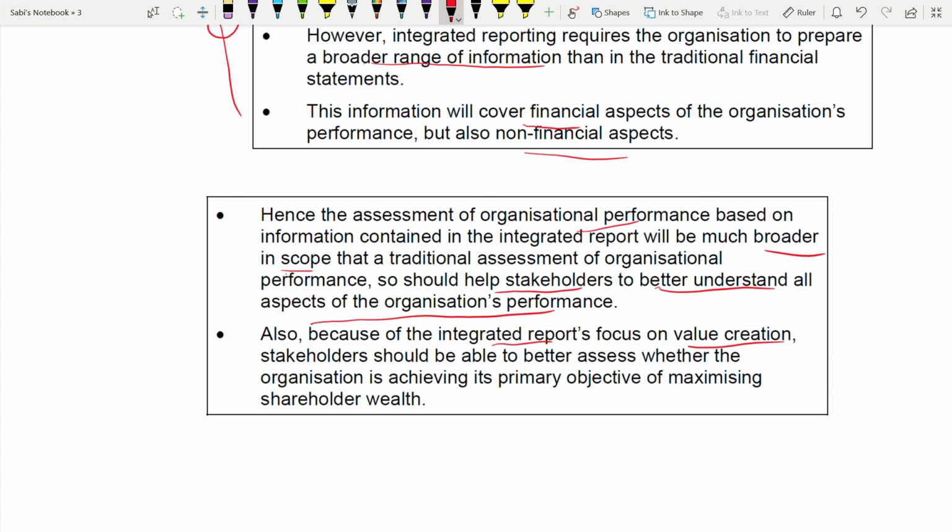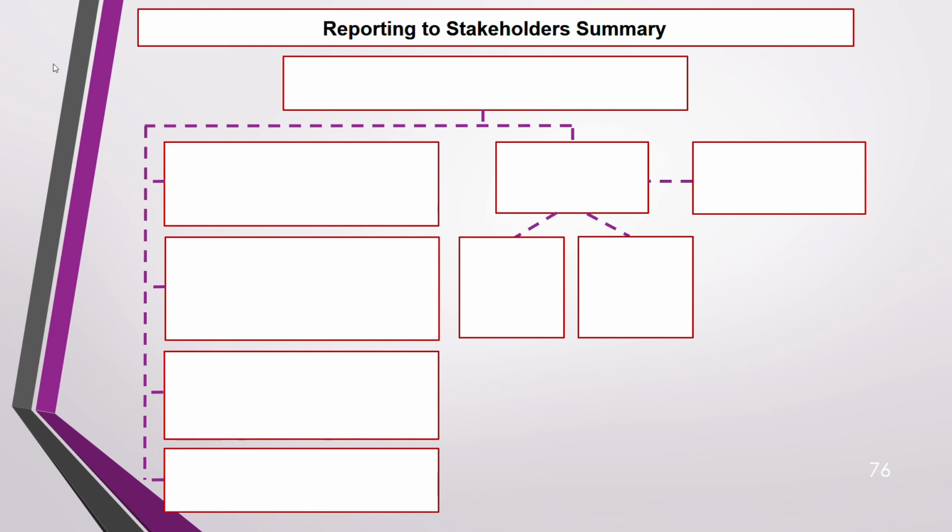So what is the primary objective of any organization? Maximizing shareholder wealth. So bottom line, you are maximizing shareholder wealth. Right? So let's conclude everything we have discussed till now. Let us summarize everything in this topic, reporting to stakeholders summary.